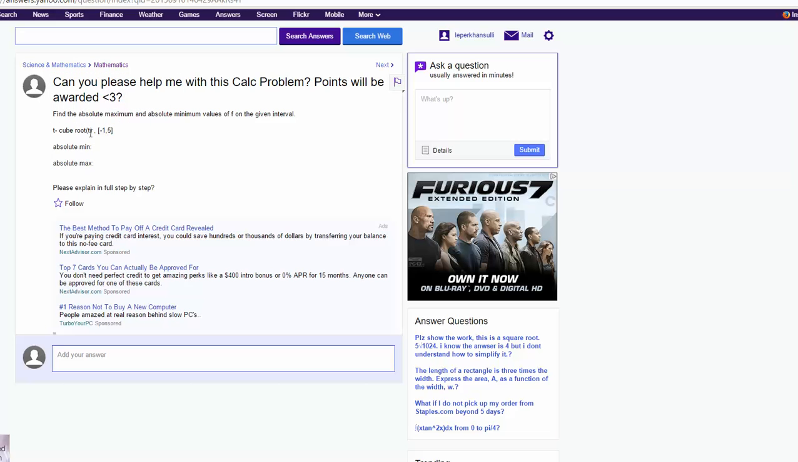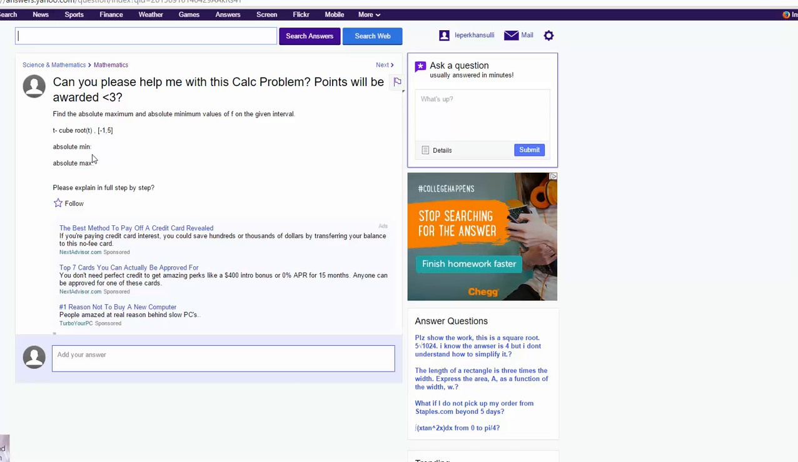Alright, so you want to know how to find the maximum, absolute, and minimum for f of x equals t minus the cube root of t. On that interval, the reason why the interval is given is because a cube root function will go all the way down to the left and all the way up to the right. So it's technically the minimum is negative infinity and the maximum is positive infinity. But they're limiting you to a smaller range.